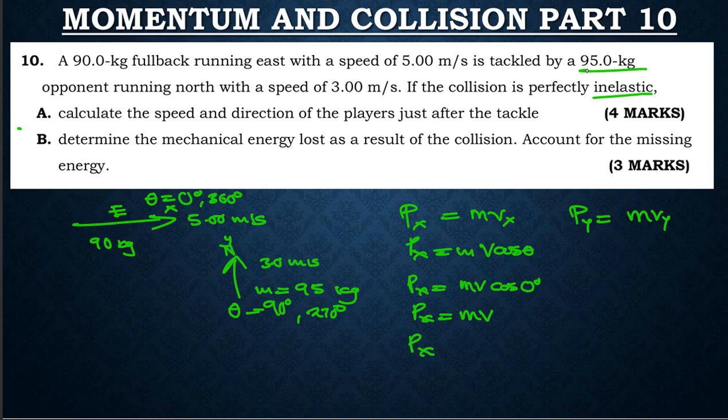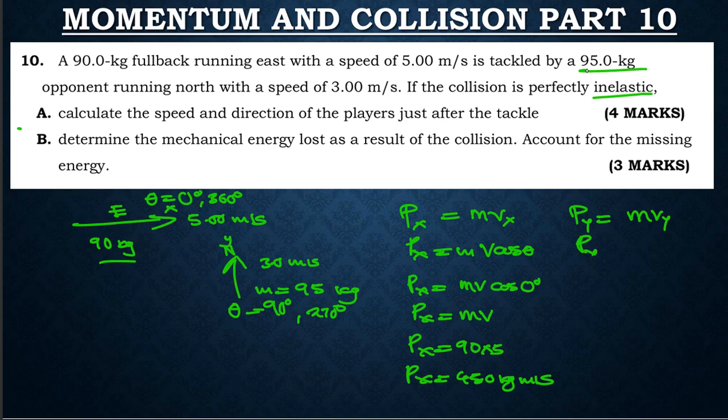Okay, so our px is going to be equal to, our mass is 90, then our velocity is 5. So our px will be no other than, even without a calculator, we know that this is 450 kg meters per second.